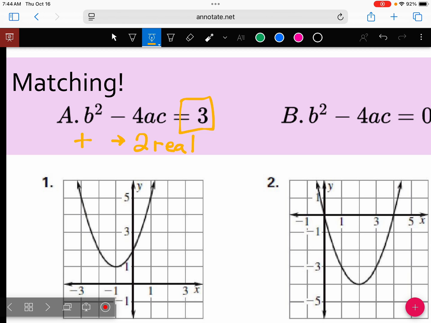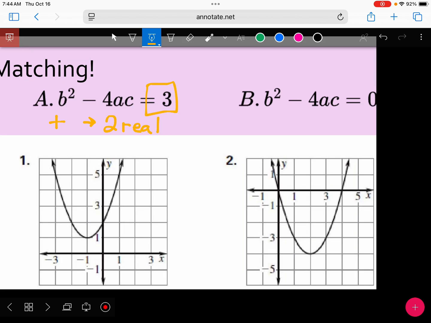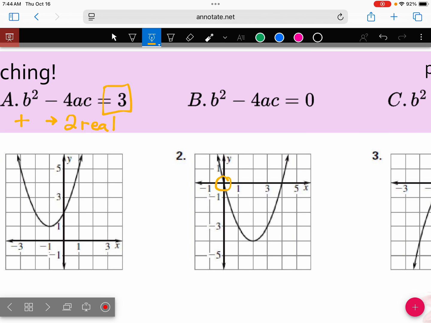Which one of these pictures? Yeah. Graph number 2 has 2 real roots. One here, one here. So discriminant A goes with graph 2, which, there's a sentence at the bottom that says graph 2, discriminant is blank, A.